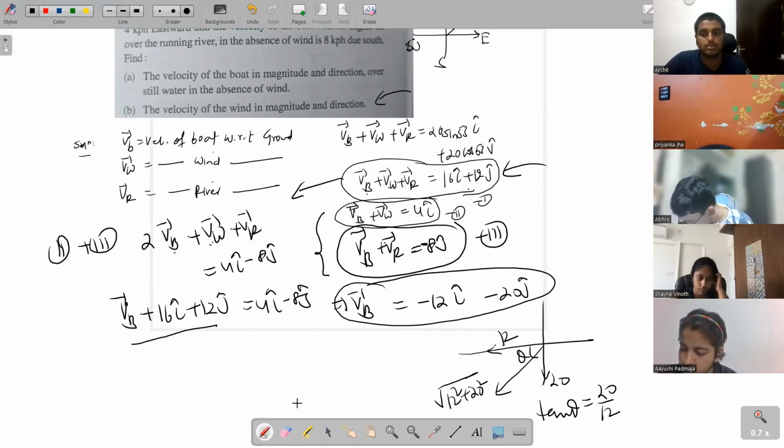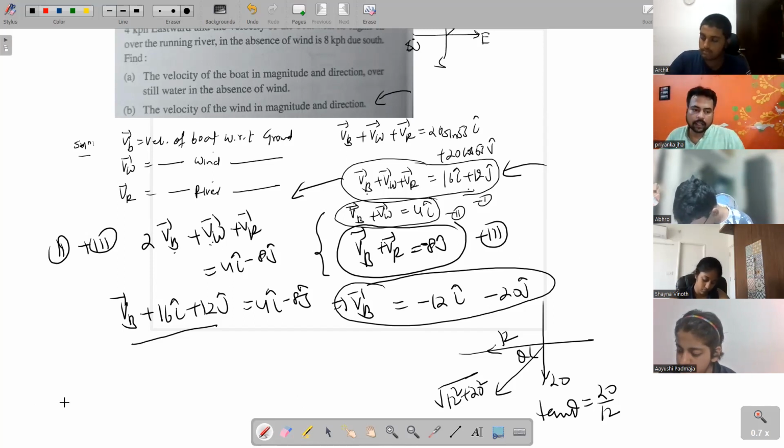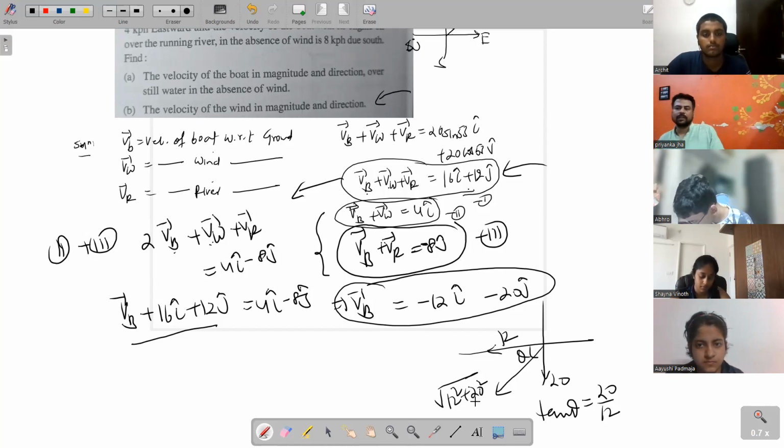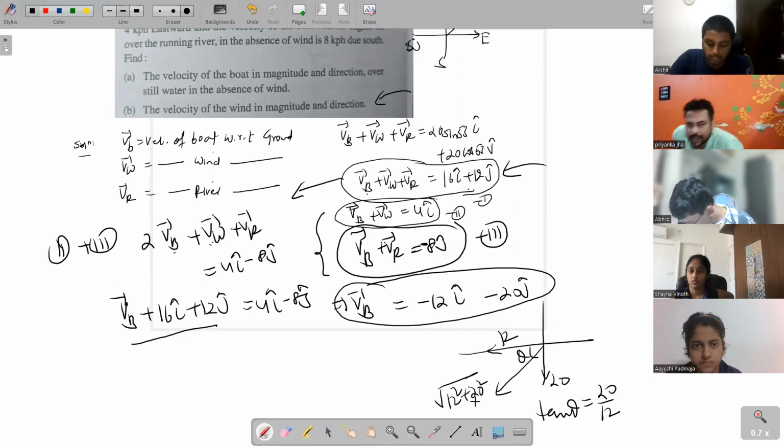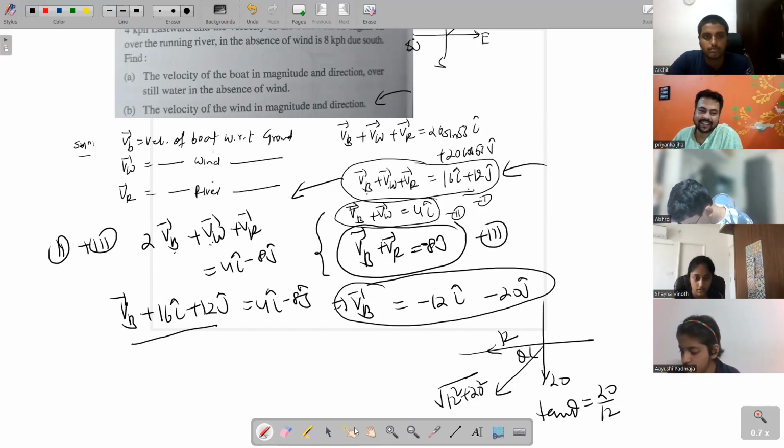So what is the answer for part B? Square root of this, that is I think 23 point something. No, sir, for part B. Part B, you have to calculate, I don't have the answer. Okay, okay. So, and direction, how did you do? You just found theta, sir.